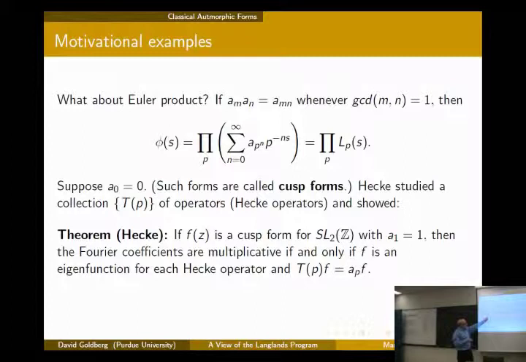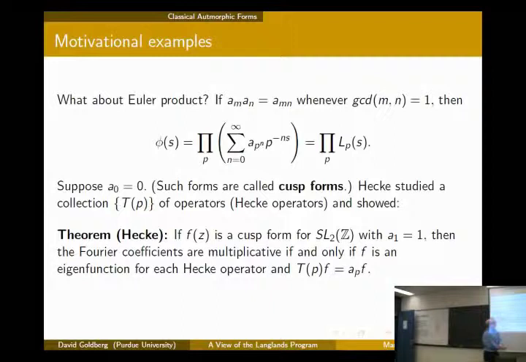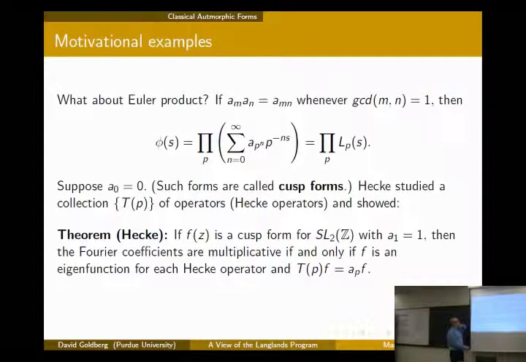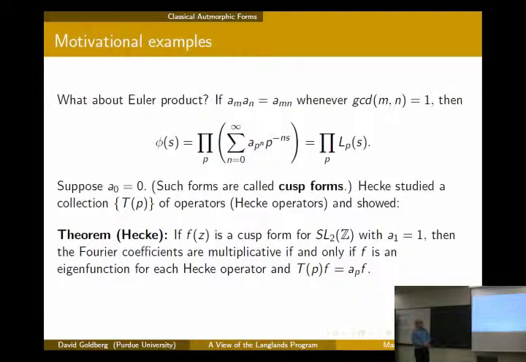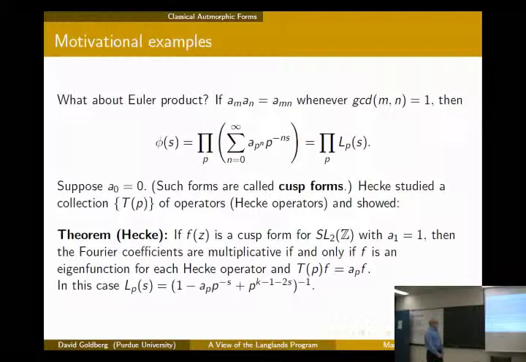So Hecke studied a collection of operators, which are known as Hecke operators, and what he showed is that if you have a cusp form for SL2Z, and if you normalize it so the leading coefficient is 1, then the Fourier coefficients are multiplicative, so you have an Euler product for the Dirichlet series, if and only if that function is an eigenfunction for this collection of operators. And it turned out that the eigenvalues are, in fact, the coefficients a sub n.